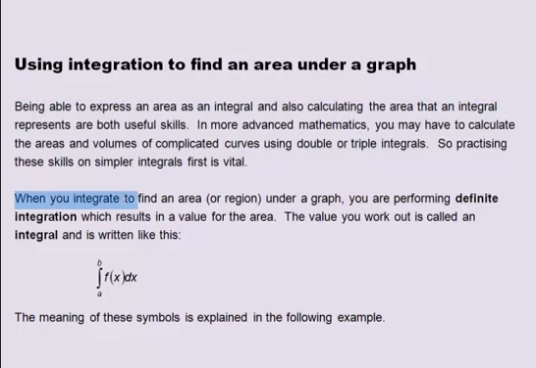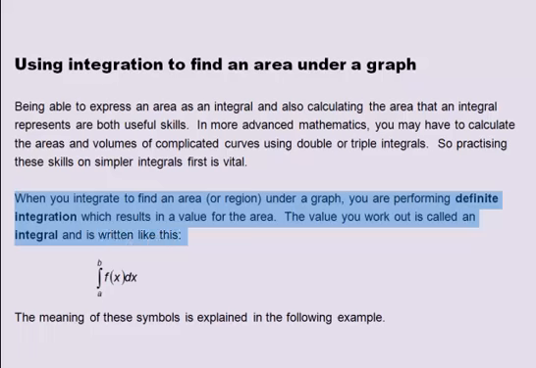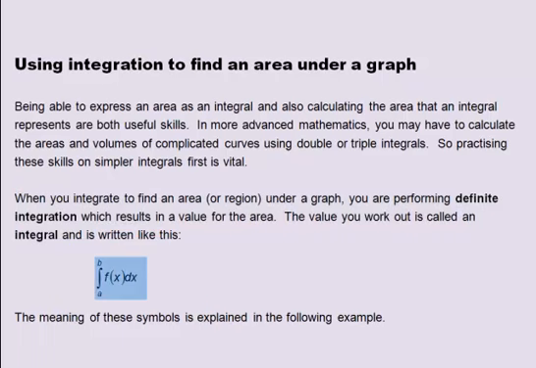When you integrate to find an area or region under a graph, you are performing definite integration, which results in a value for the area. The value you work out is called an integral and is written like this. The meaning of these symbols is explained in the following example.